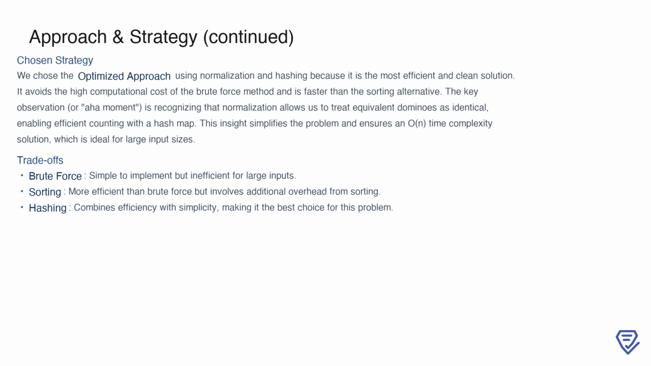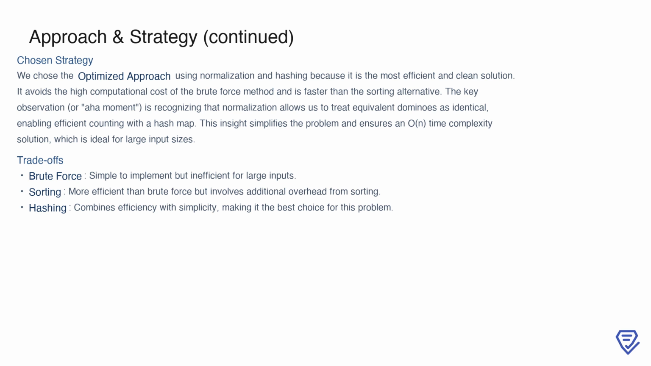When evaluating the trade-offs, the brute force method is the simplest to implement but becomes prohibitively slow as the number of dominoes increases. The sorting approach, while more efficient than brute force, still incurs additional overhead due to the sorting step. In contrast, the hashing approach strikes the perfect balance between efficiency and clarity, making it the best choice. This combination of normalization and hashing not only improves performance but also simplifies the overall problem-solving process, ensuring an optimal solution for this challenge.